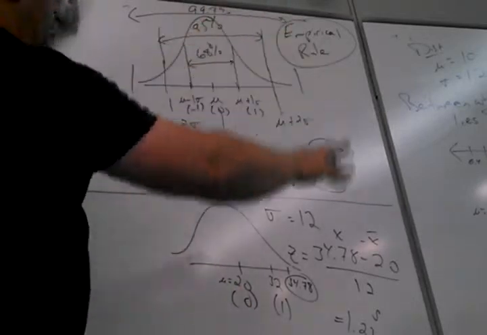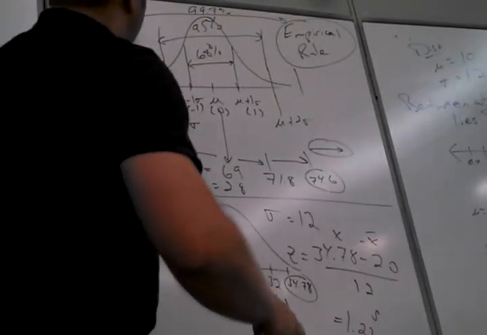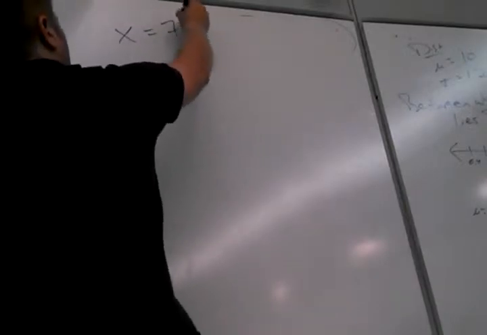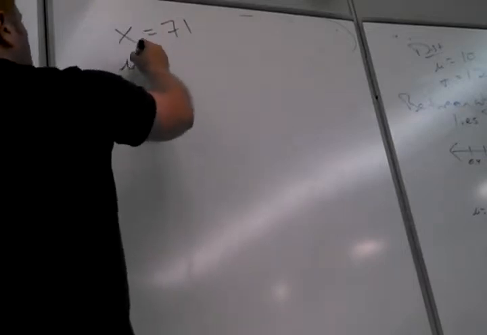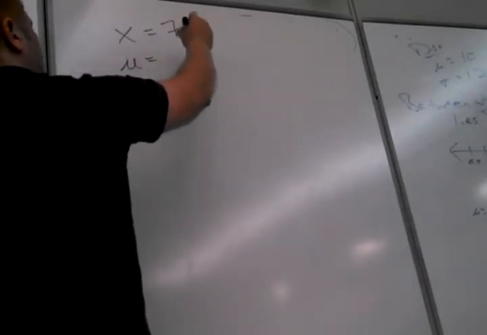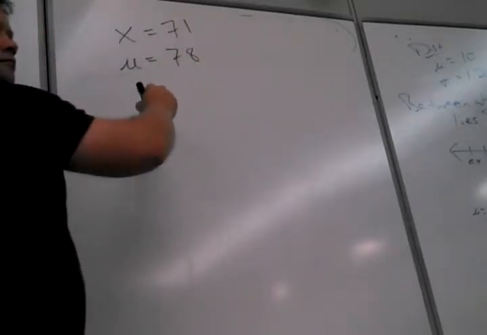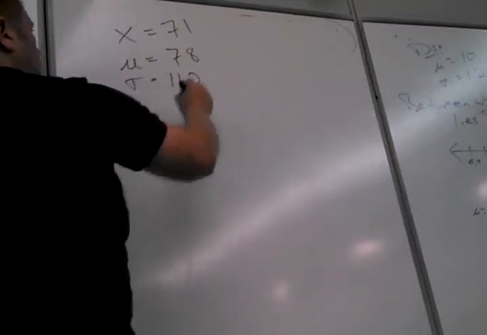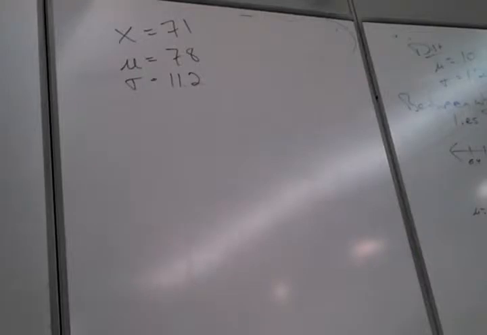All right, let's take all this away. So, if somebody got 71 on a test, but the mean was 78, and the standard deviation was 11.2, what would their z-score be?